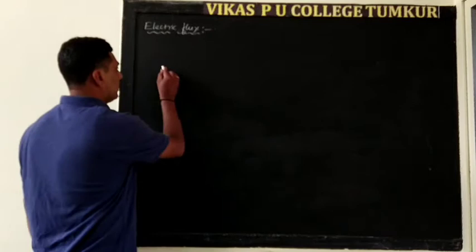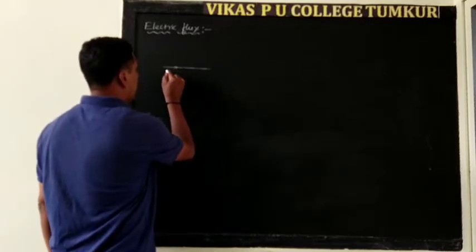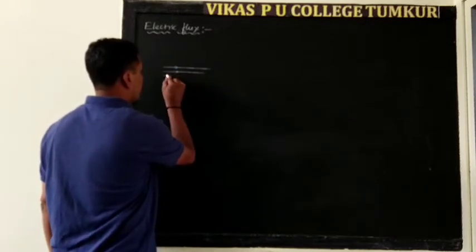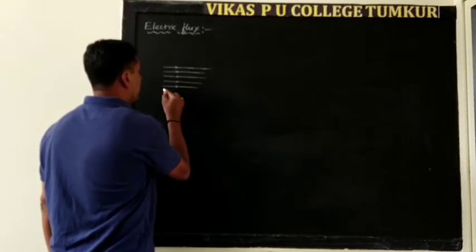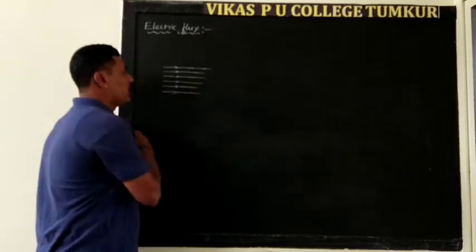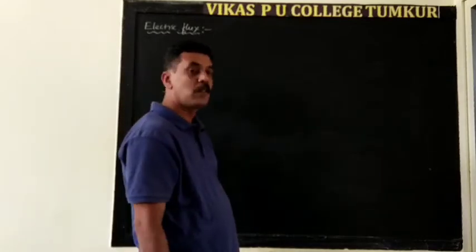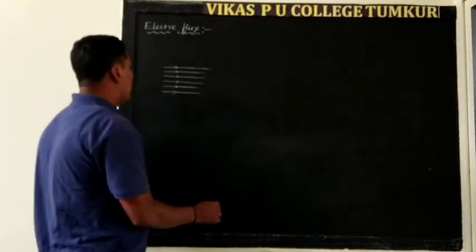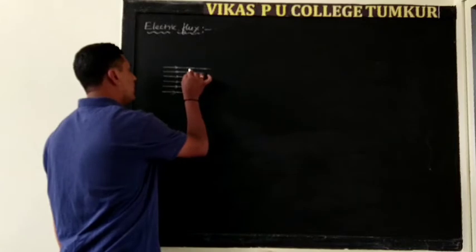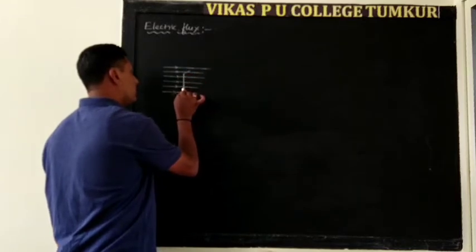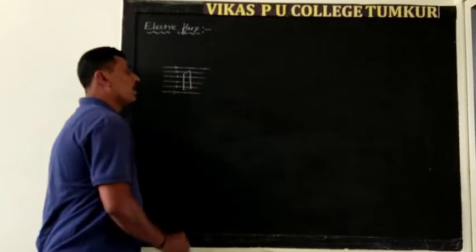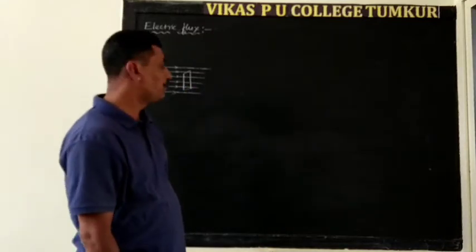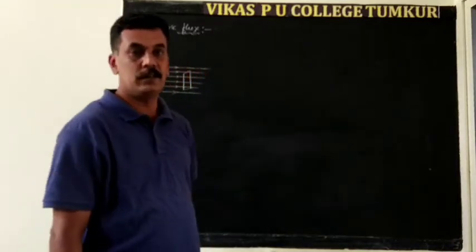Now let me take, for example, an electric field. This is how you represent a uniform electric field. And I shall now consider a certain surface in the electric field.